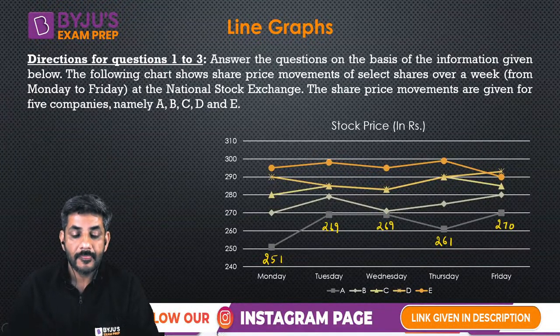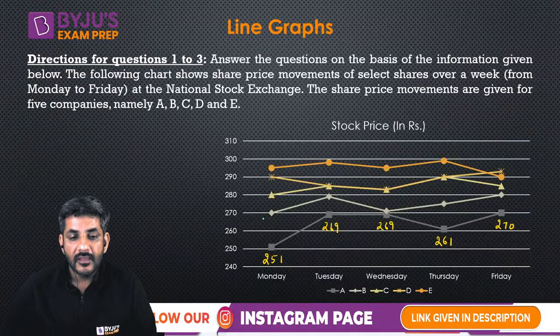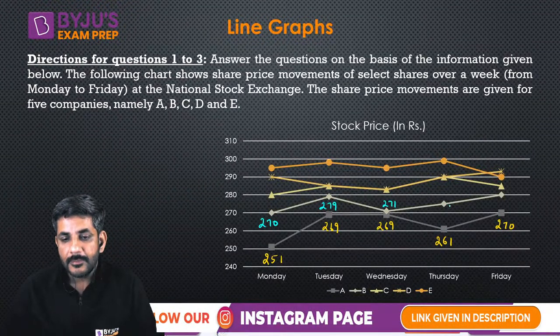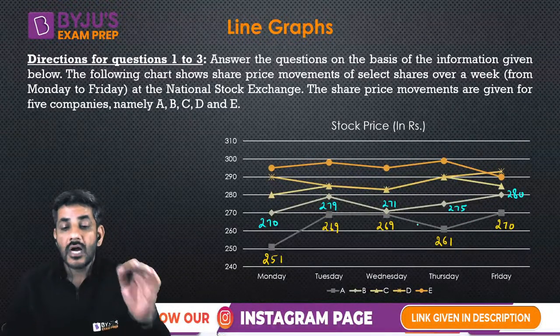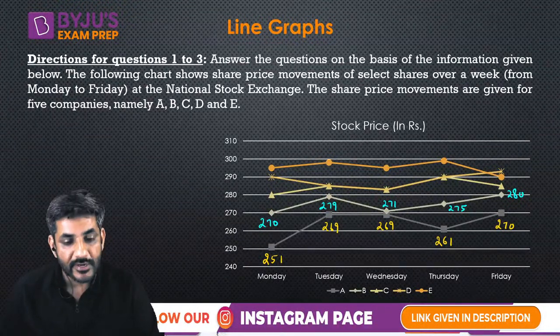In a similar fashion, what is the price of B? Let's say the price of B here is 270. The price of B here would be 279. The price of B here would be 271. The price of B here is 275, and the price of B here is 280, because now I am looking at the midpoint of these figures. Where does that midpoint lie?